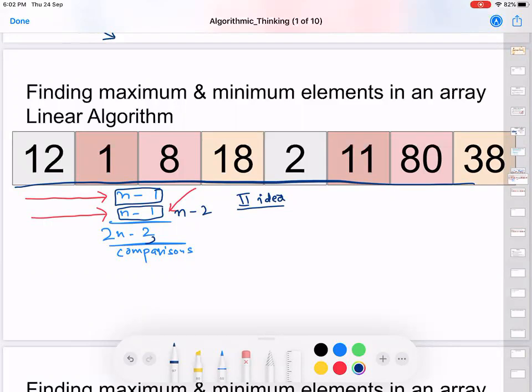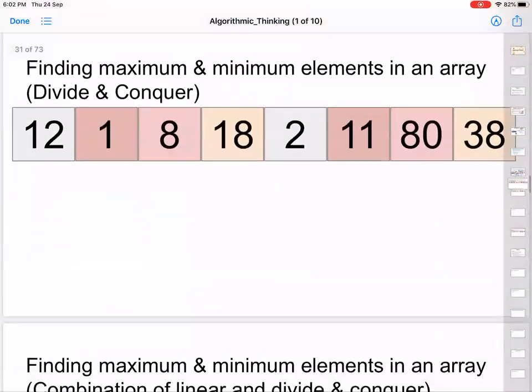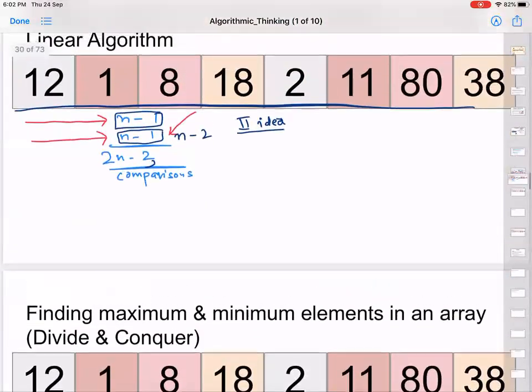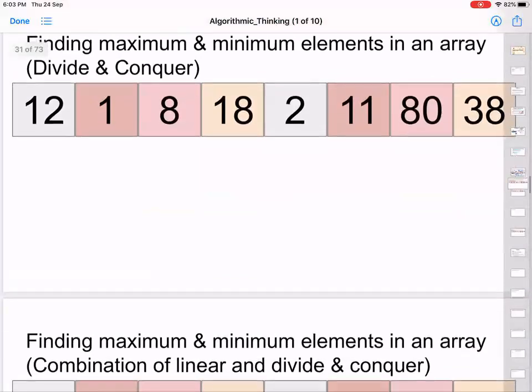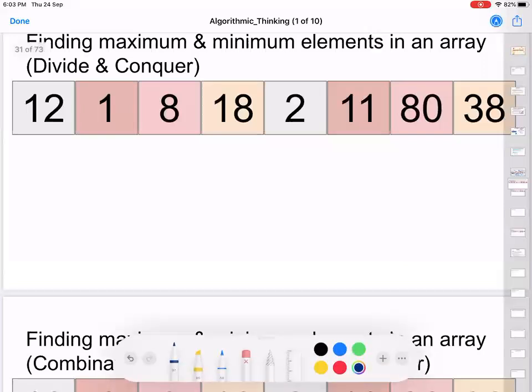Okay, any other idea? Can we make it more efficient? Okay, what if we apply that tournament method which we discussed above here? So can we improve this? So till now we are having 2n minus 3 comparisons. So let's try to see how we can use the tournament method to reduce it from 2n minus 3. So your linear algorithm gives you 2n minus 3 comparisons. What will I have to do if I want to do it with the tournament method?